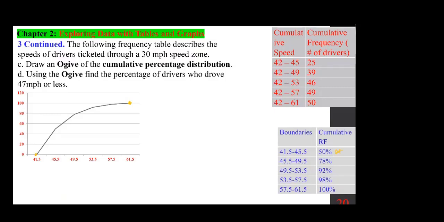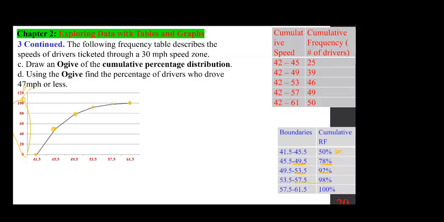Now, the next one, 49.5, corresponds to 78%. 53.5 corresponds to 92%. 57.5 corresponds to 98%. So you plot those points and then connect them with a line segment. Those are all line segments. Those are not curves. So now we can answer the following question as a result of this graph.